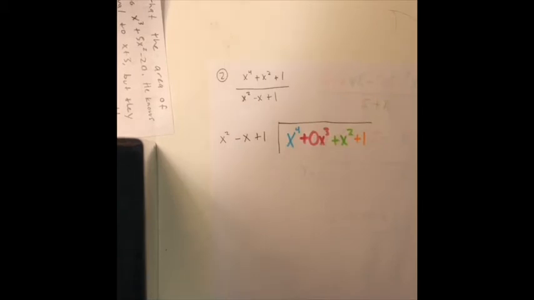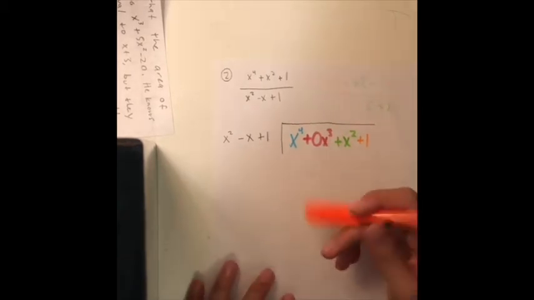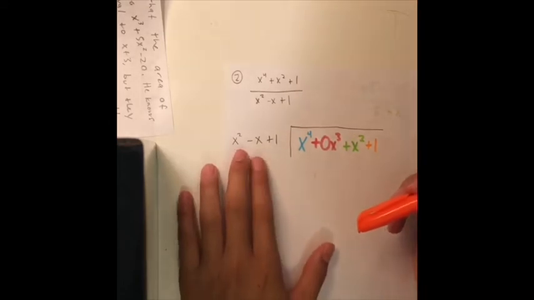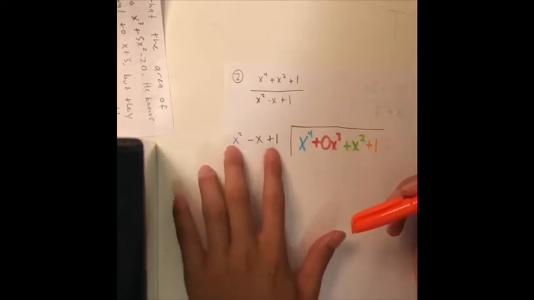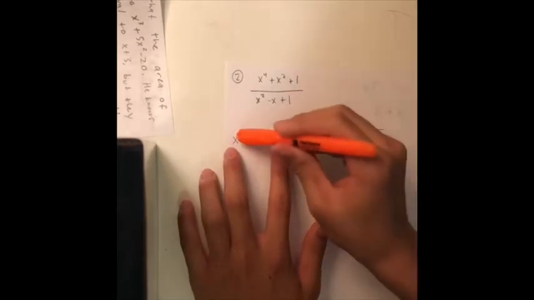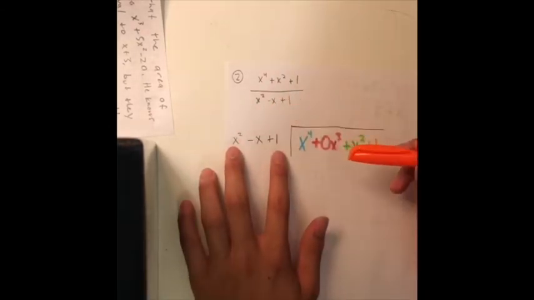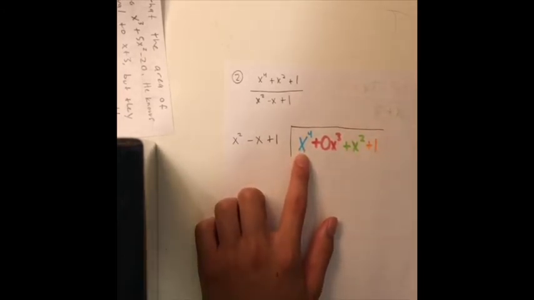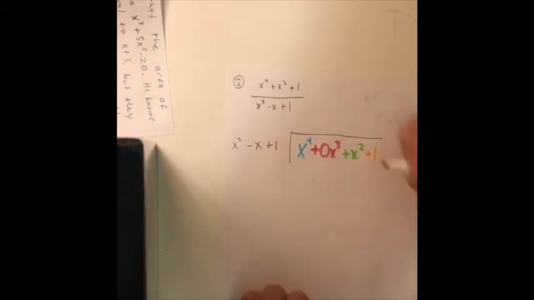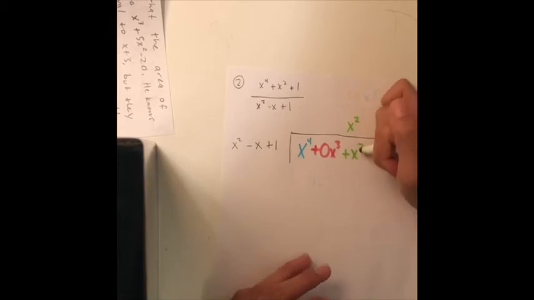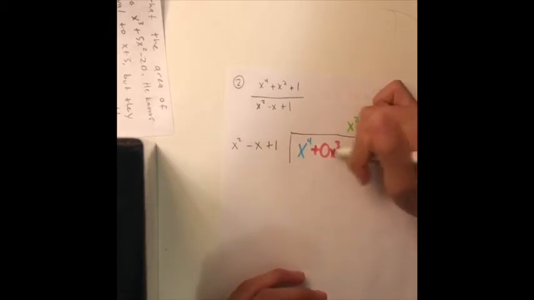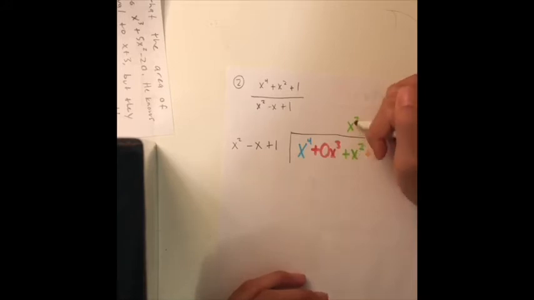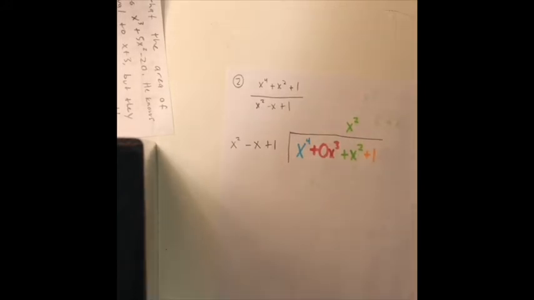Okay. Now what you're going to want to do is take the x to the highest degree in this expression, which is x squared, and see how many times it goes into the x to the 4th. And it goes into it x squared times. So let's write x squared times. And since it's x squared, you put it over the x squared because they're both to the same power.